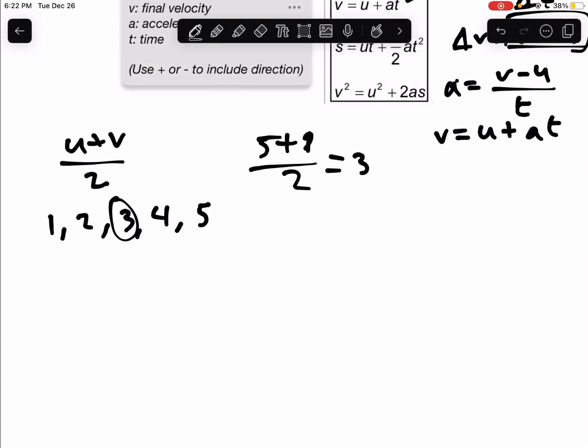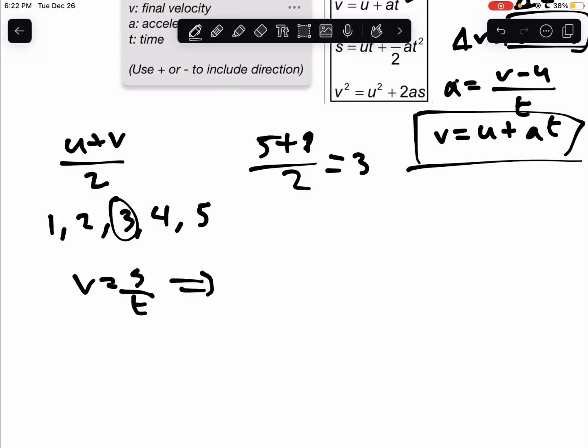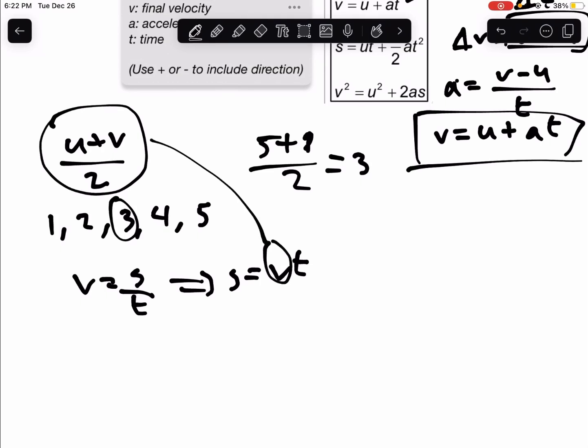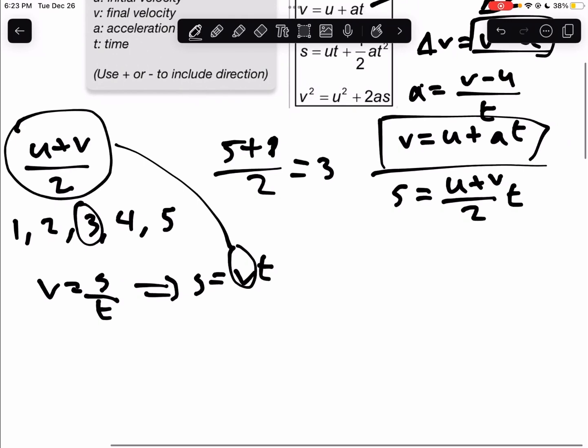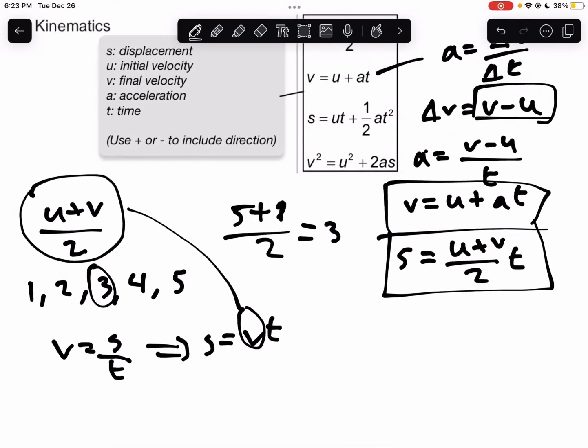Now, knowing this, we can rearrange the velocity formula, V is equal to S over T, which is displacement over time, into S is equal to VT, and then we can plug the average velocity into the formula. So we have S is equal to U plus V over 2 times T. So that's another formula.